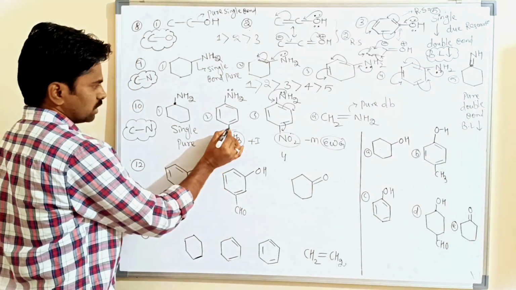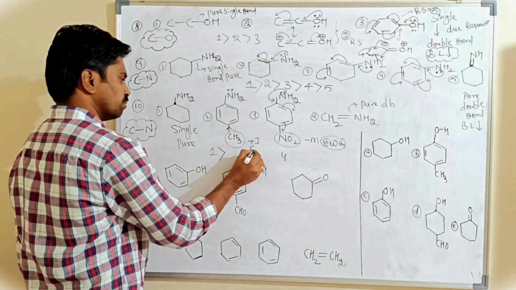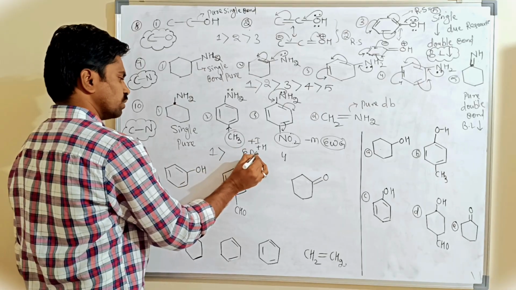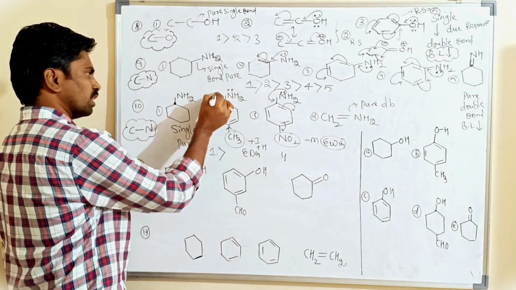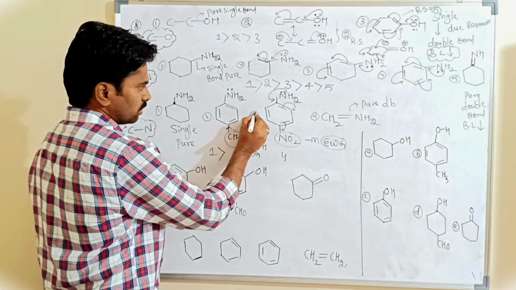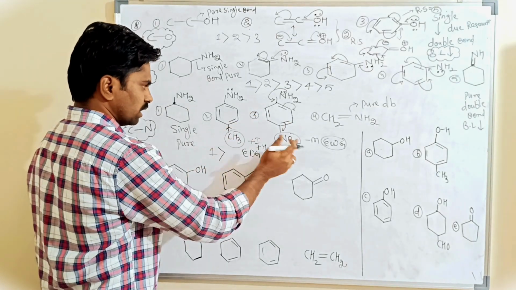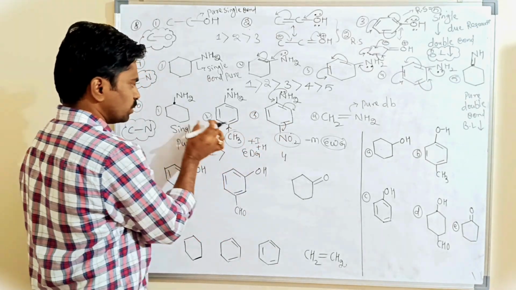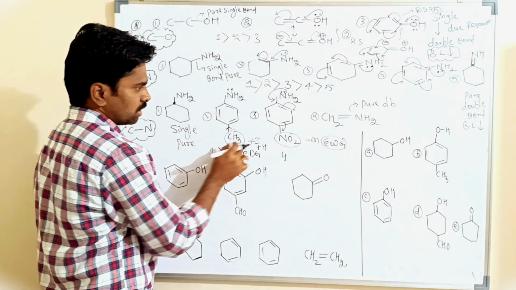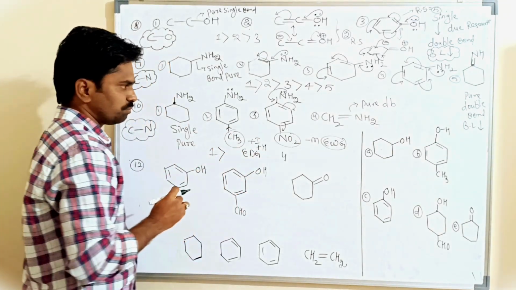Compared to that, CH3 is a +I or +H group, an electron donating group. So here the lone pair of electrons is involved in the resonance. In the second and third options, the second has an electron donating group, and the third has an electron withdrawing group.